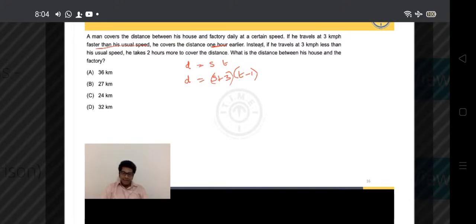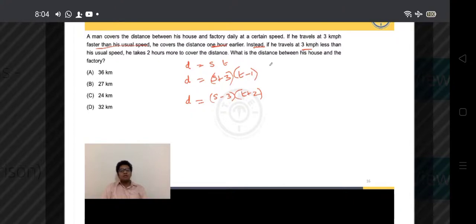Next, instead, if he travels at 3 less than his usual speed, okay, so the same distance, instead, if I travel at s minus 3, he takes 2 hours more to cover the distance. The time taken by me will be t plus 2.